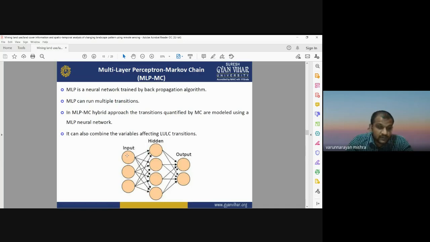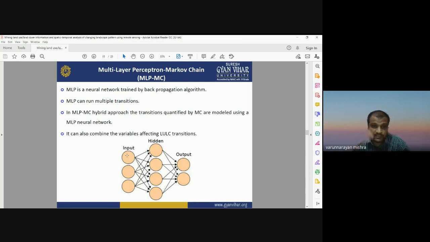Under the input layer, we may have 2 time period LULC classes, different kinds of transitions between the LULC classes, different variables, different factors, all of which can be added in the model as input. In the multi-layer perceptron neural network, it is integrated with the Markov chain. Markov chain only provides us the quantitative information, but if you want to see the location of that change, we will go for the neural network.